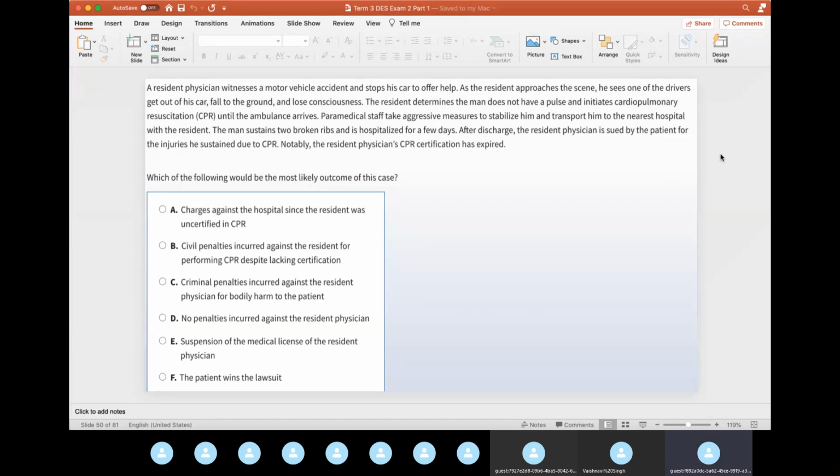D. It's D as in Delta. No penalties incurred against the resident physician. Do you all agree? Well, wouldn't this be a Good Samaritan law? So I guess I would say D as well. Okay, good. Good Samaritan laws. Could you tell me what are those laws? Like the Good Samaritan law. What does it imply? What does it say?